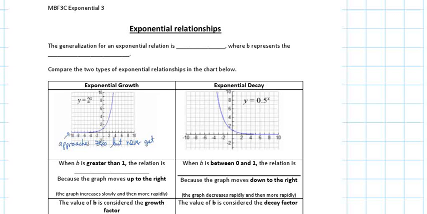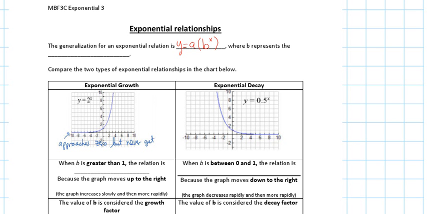Okay, so we're going to talk about exponential relationships today. Yesterday we did introduce the exponential equation, and we said that the general form of the exponential equation is y equals a bracket b to the power of x, and then close bracket, right? We said that A represents the initial amount or initial value.